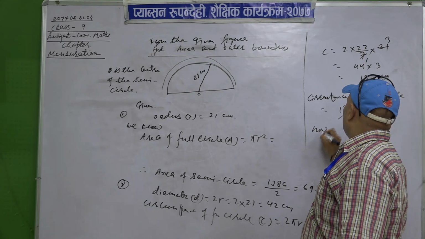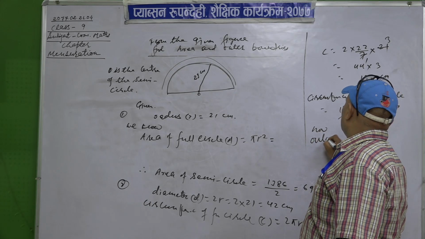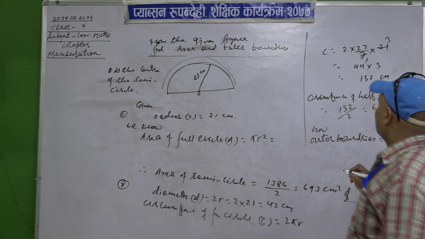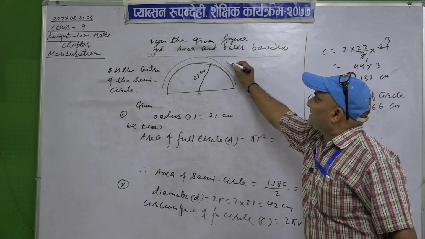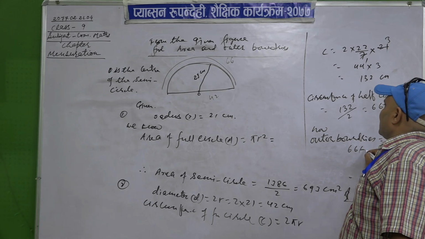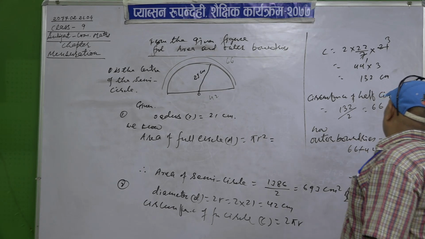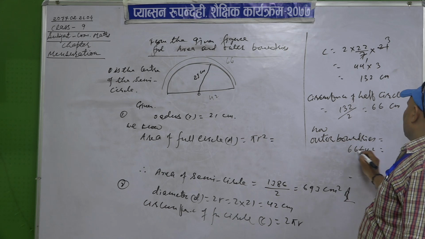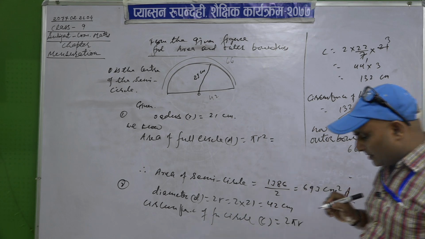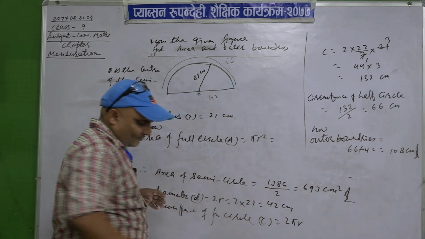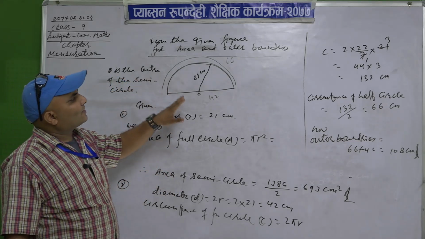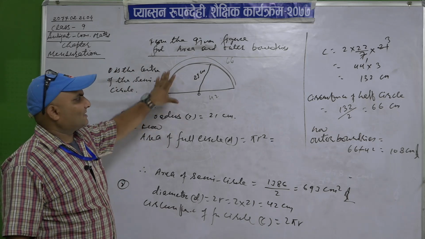Now, outer boundaries is equal to this part means 66, this part means 42. 66 plus 42 will get 108 centimeter. This is the answer. So, in this way we can find the area and the outer boundary or perimeter or circumference of the semicircle.